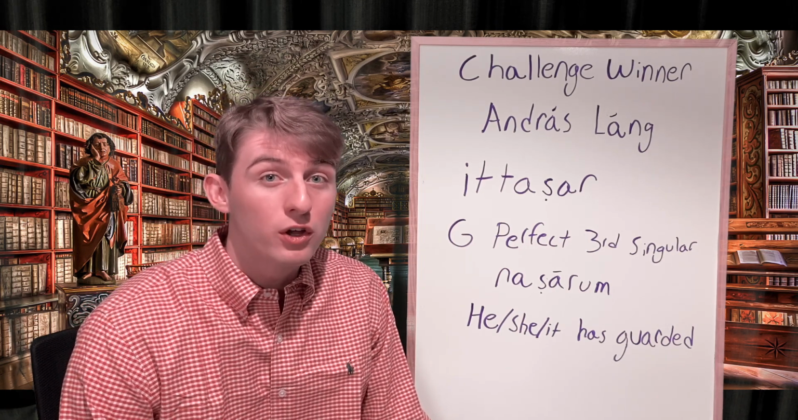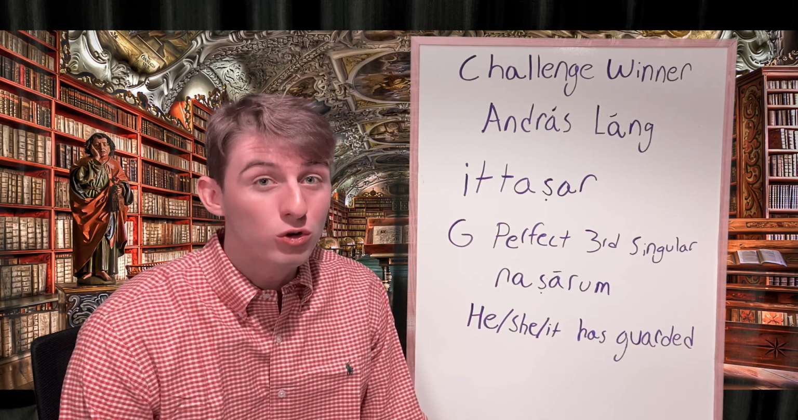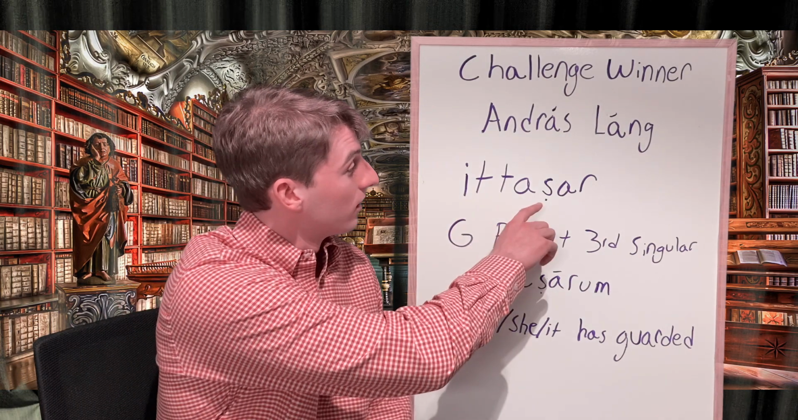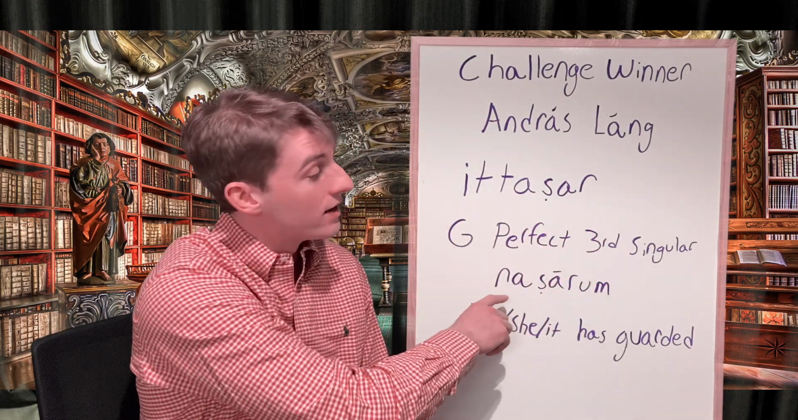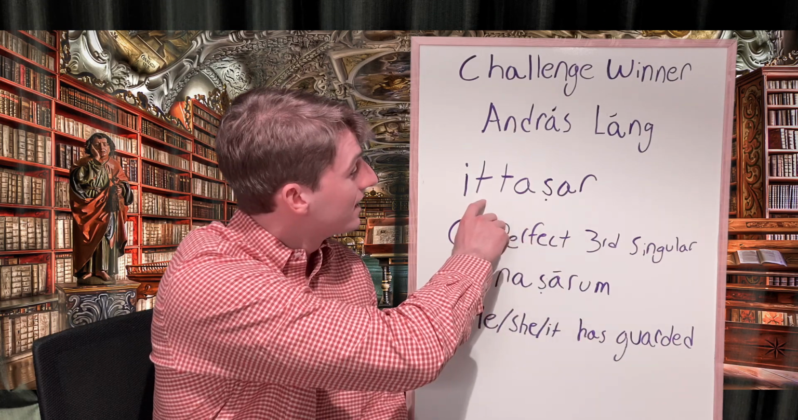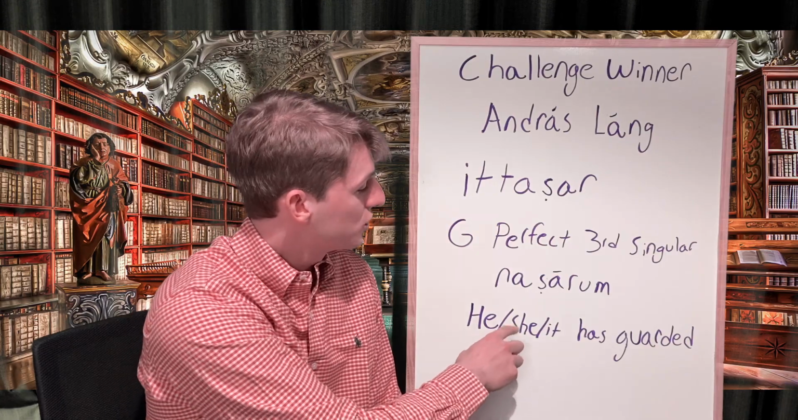So to start things off, huge shout out to last week's Cuneiform Challenge winner, Andros Lang, who correctly translated Itatsar, which is a G-perfect, third-person singular of Matsarum. And as you can see, the N has assimilated to the T, and the translation is he, she, or it has guarded.